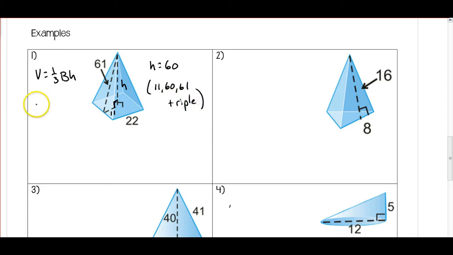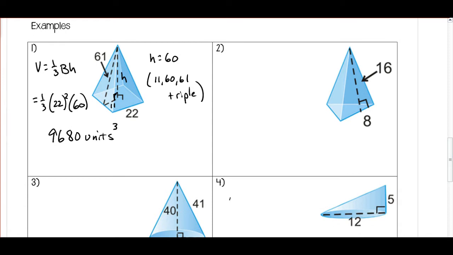So then we have that the volume is going to be 1/3. The area of the base is going to be 22 squared because it's a square. And then the height we've just figured out was 60. If you calculate this out, you should get 9,680. Our units for volume are going to be units cubed. So if the units are included in the problem, make sure you include them in the answer.